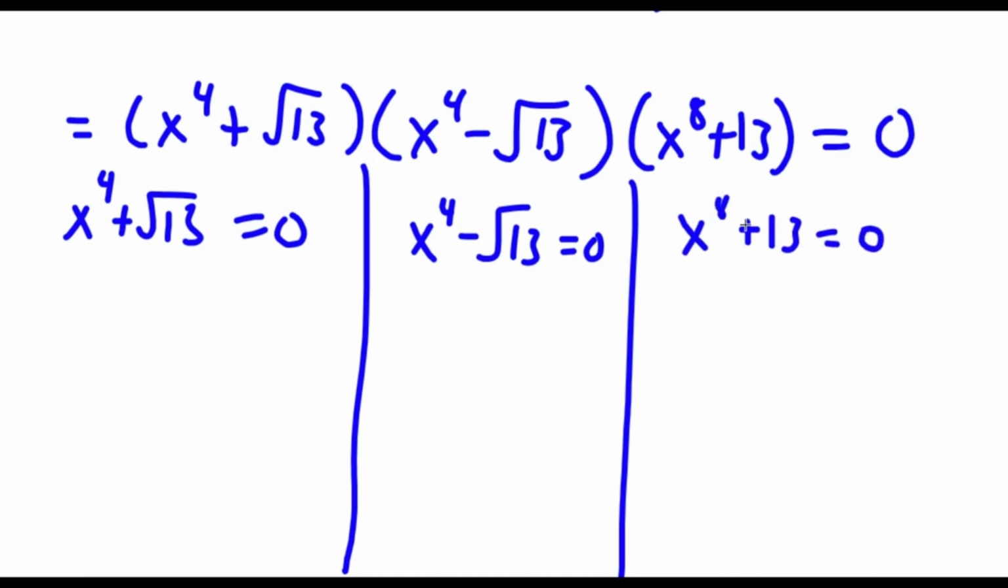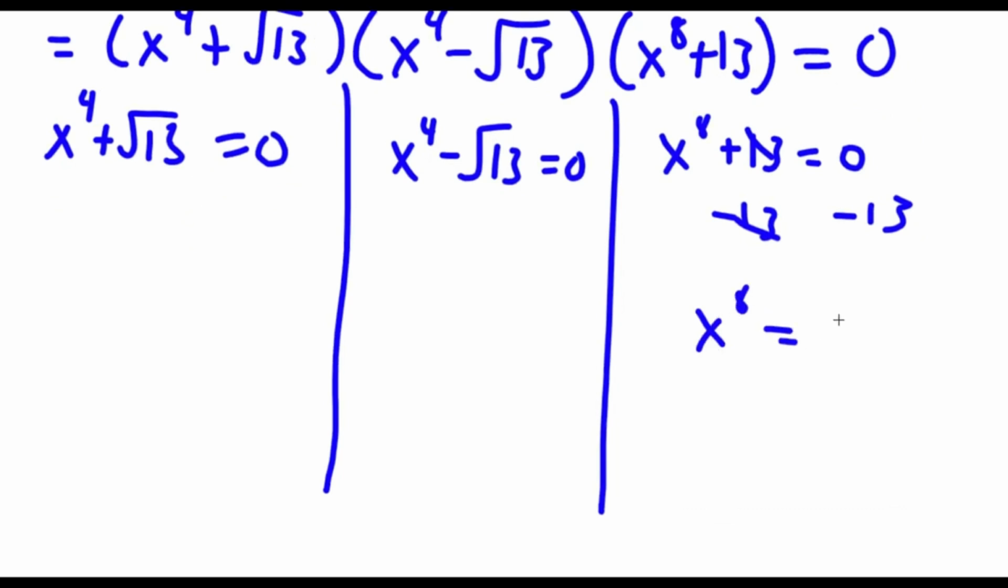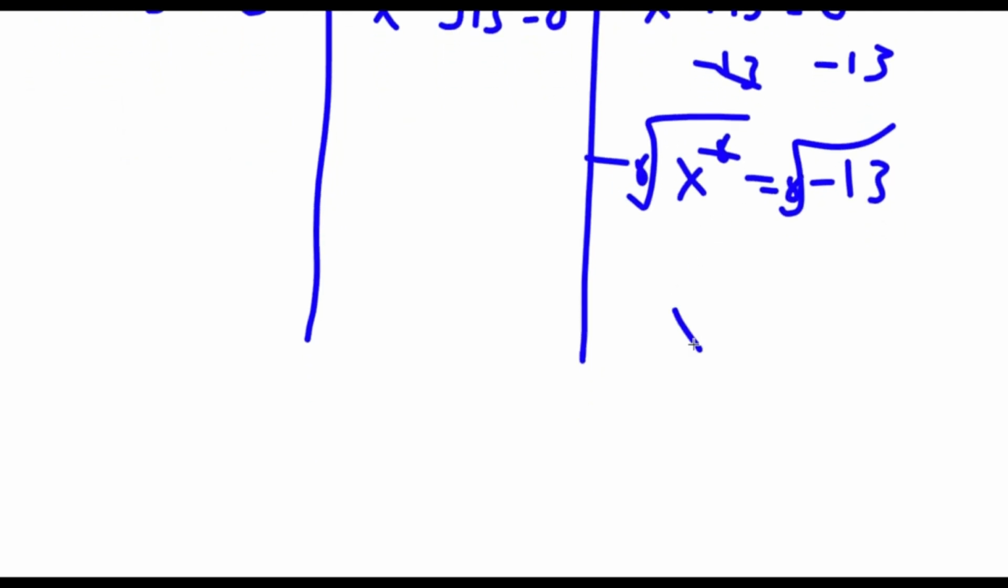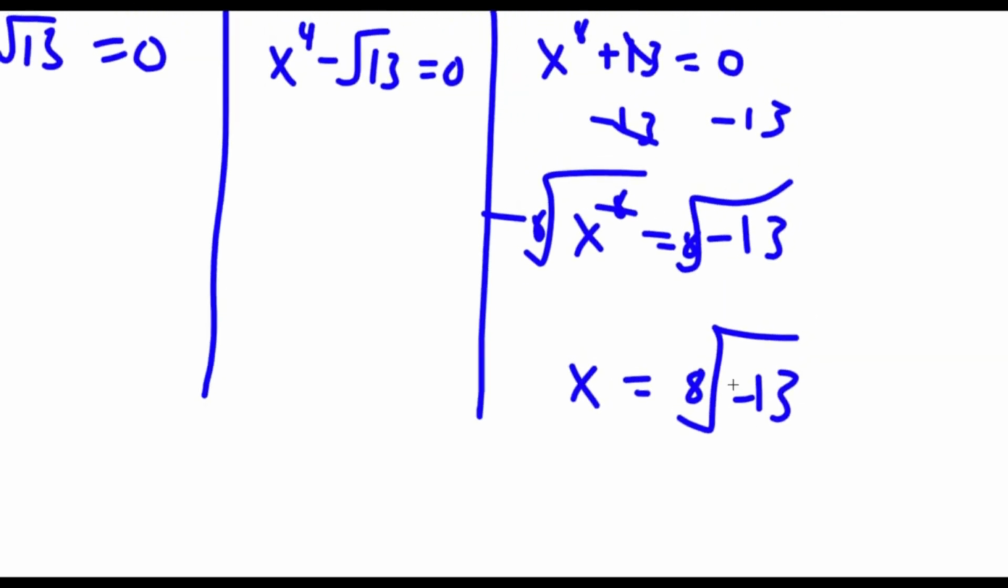So for x to the power of 8 plus 13 equals 0, all I have to do is subtract 13 on both sides. These two cancel out, and I'm left with x to the power of 8 is equal to negative 13. So now if I take the 8th root on both sides, these two cancel out, and I'm left with x is equal to the 8th root of negative 13. And you actually can't take an even root of a negative number. So this is wrong.